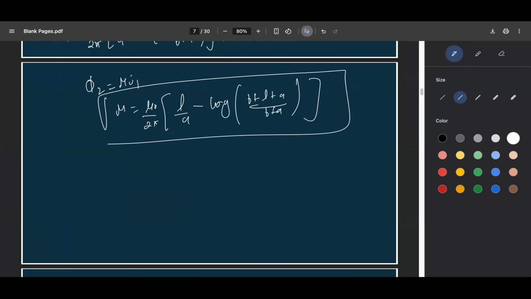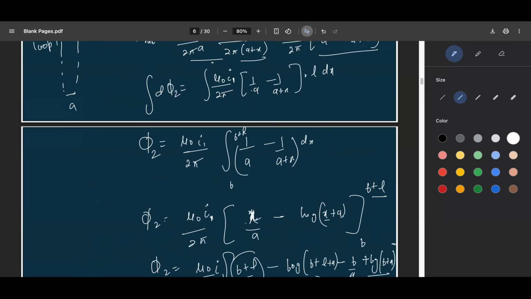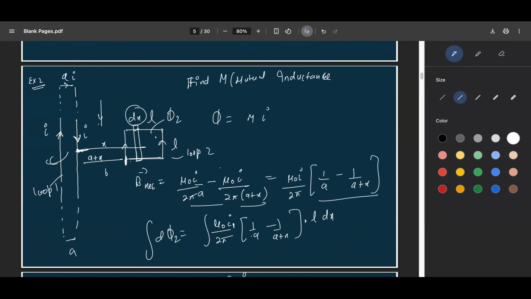You understood this, right? So your task is to do the reverse of it. We calculated with the first loop carrying current. Now in homework, you have to try the opposite. Assume current in the second loop and flux in the first loop. In that way, you have to figure out the mutual inductance and check whether they are the same or not. That's the only thing you have to check.